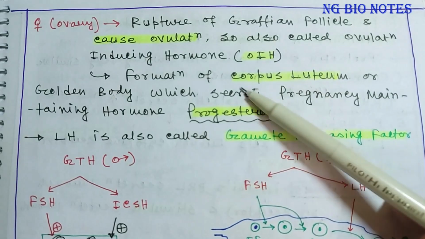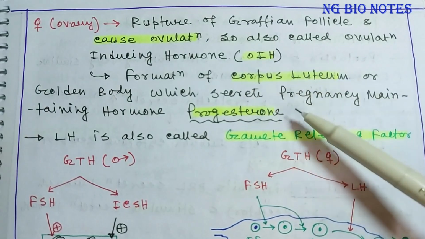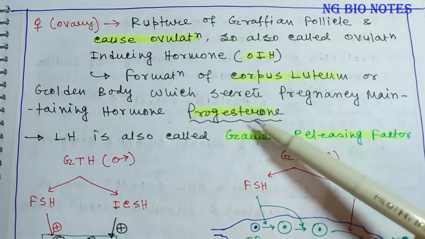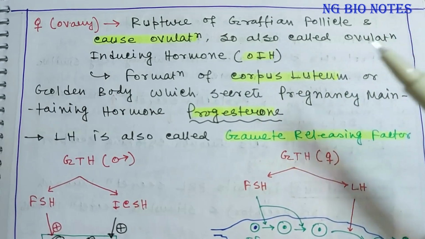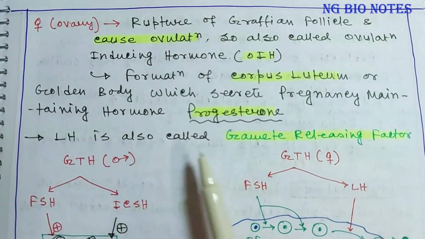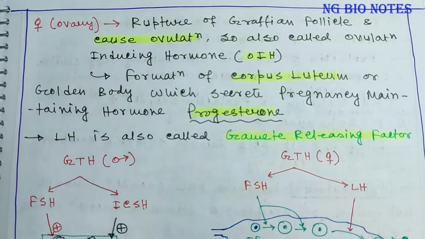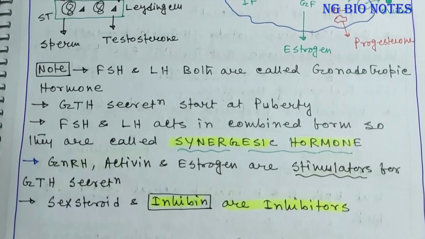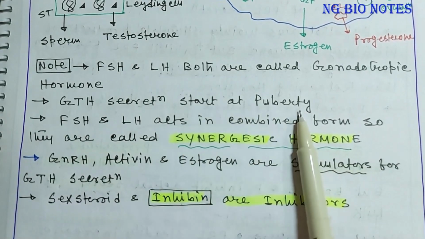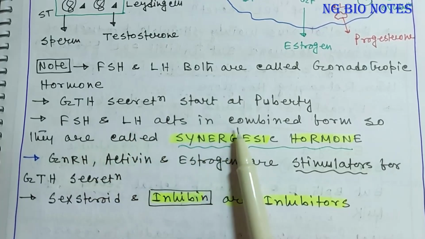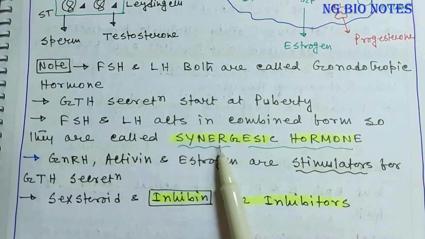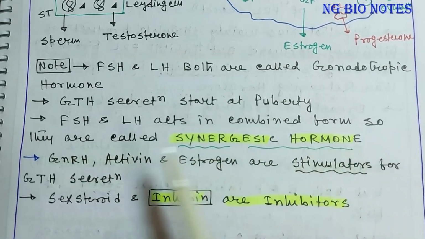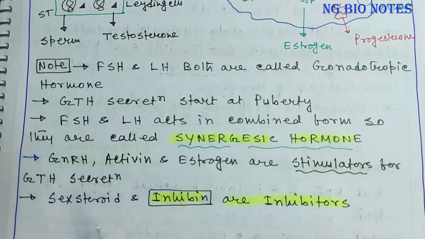The Graafian follicle is then transformed into the corpus luteum, and this corpus luteum secretes progesterone hormone, which maintains pregnancy, and for this reason it is also known as the pregnancy maintaining hormone. So LH hormone is also called gamete releasing factor. Now, FSH and LH are both called gonadotropic hormones, and GTH secretion starts at puberty. FSH and LH act in combined form, so they are called synergistic hormones.